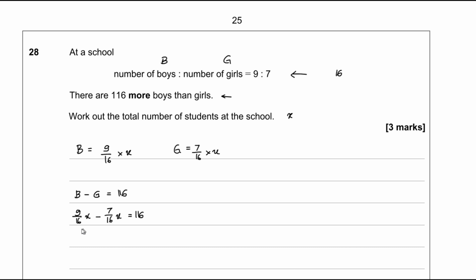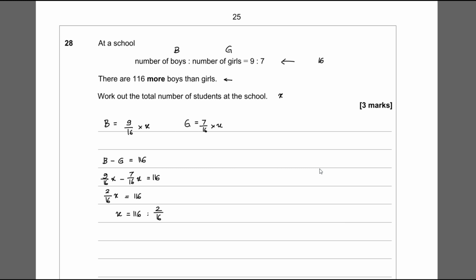Since they have the same denominator, we can use 16, and then 9 take away 7 is 2. So it's 2 over 16x, and it is equal to 116. So x will be 116 divided by 2 over 16. That will be x equals 116 times, let's flip it over, 16 over 2. The reason I can flip this fraction over is because I changed the sign from division into multiplication.